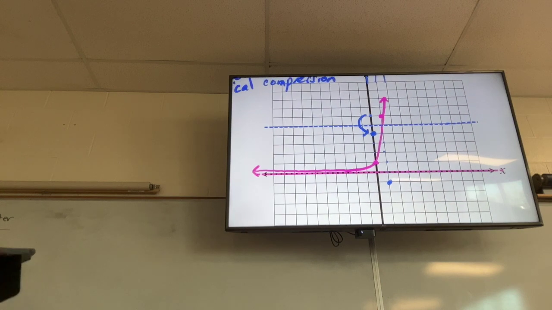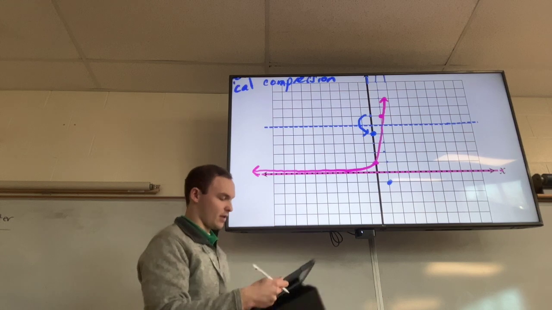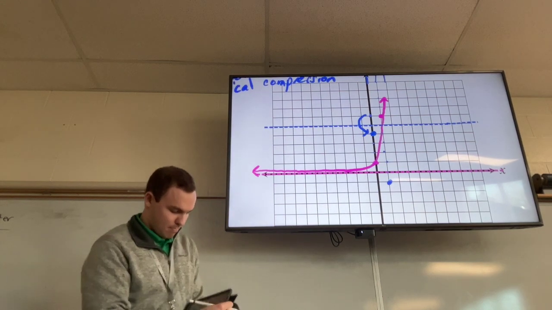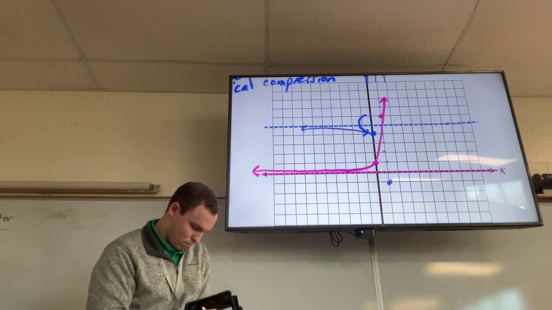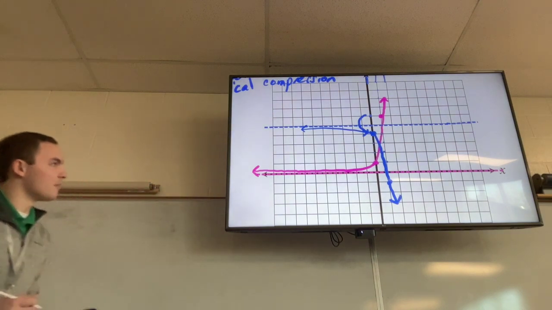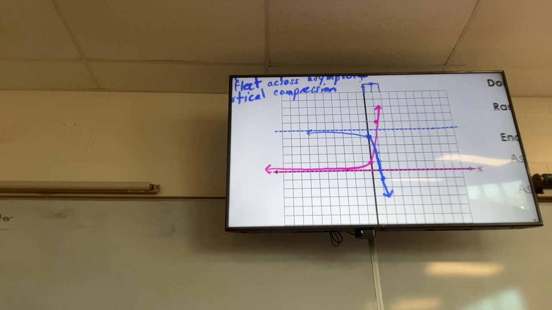So is this going to be an upward swoosh or a downward swoosh for my blue graph? Downward, yeah. There you go. I'll erase that other arrow. Okay, so that blue graph, that's our answer.